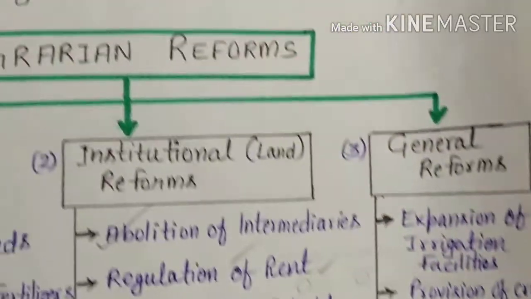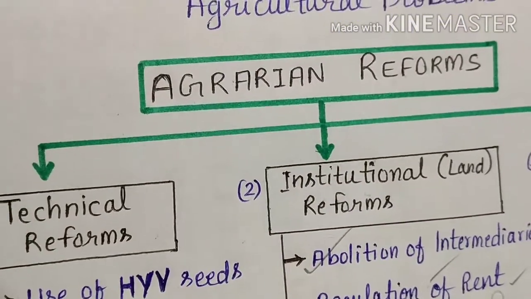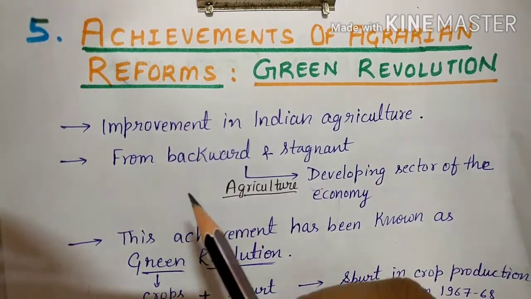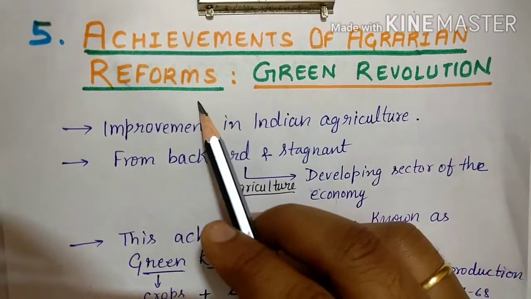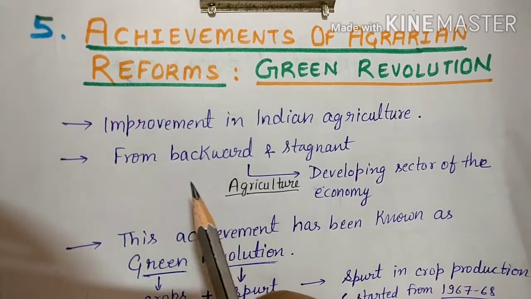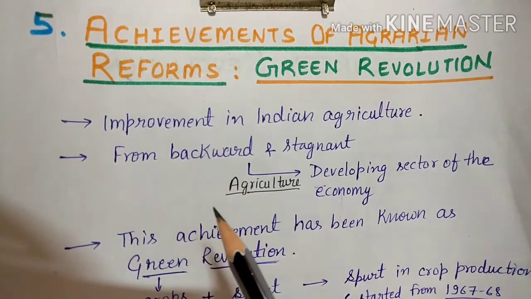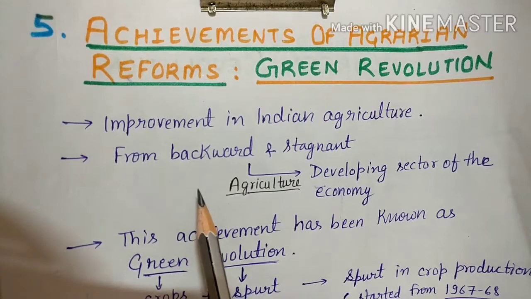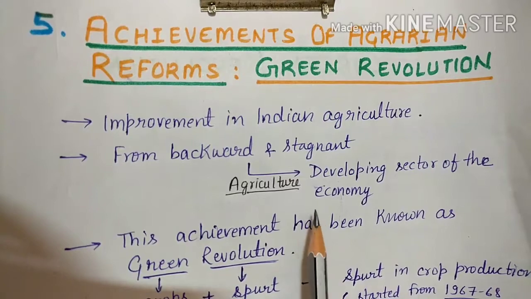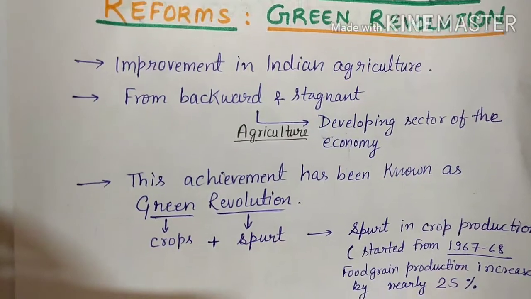So these are the agrarian reforms which we have learned: technical reforms, institutional reforms, and general reforms. Now we'll talk about our next topic, that is achievements of agrarian reforms, which is also known as green revolution. Due to agrarian reforms there is an improvement in Indian agriculture. Indian agriculture, which was once backward and stagnant, now becomes a developing sector of the economy.